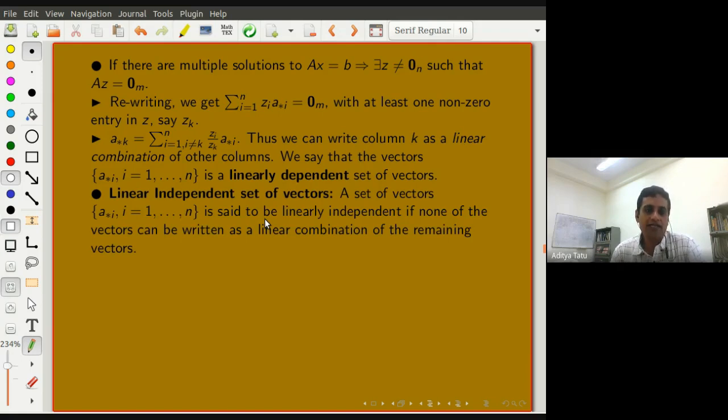Okay, and the complementary concept is that of linear independence, or a linearly independent set of vectors. It simply says that if a set of vectors is not linearly dependent, then we have a linearly independent set of vectors, which means that none of the vectors can be written as a linear combination of the remaining vectors.